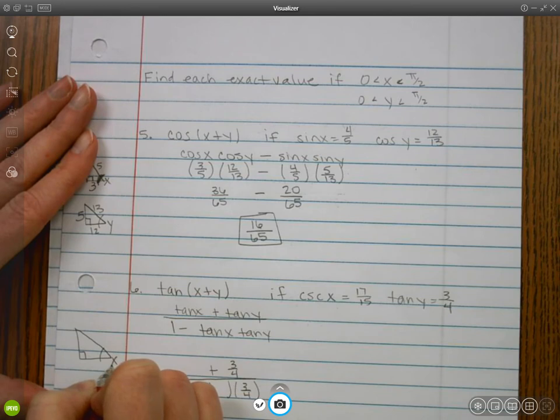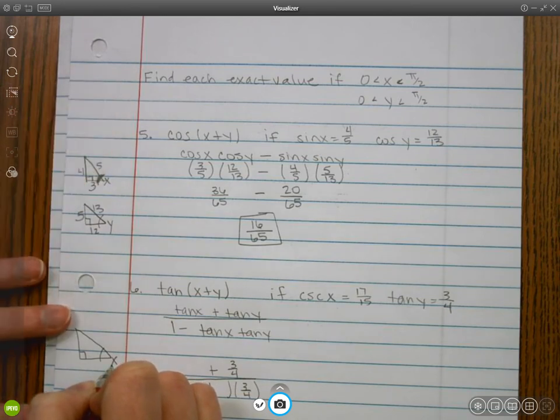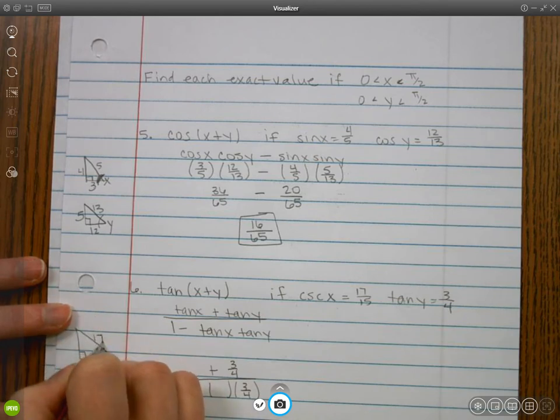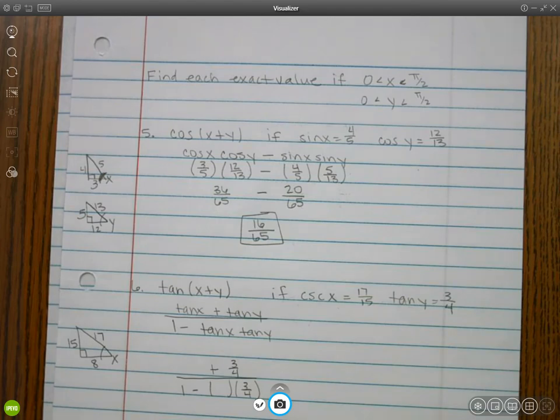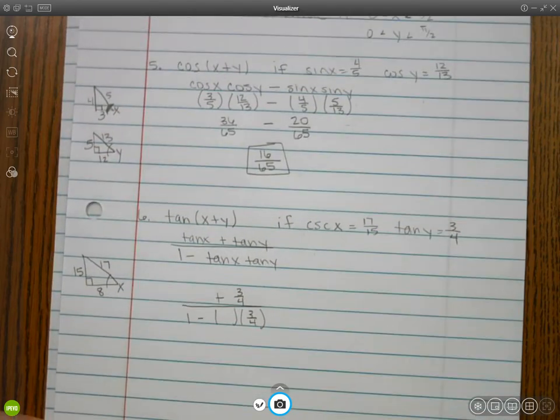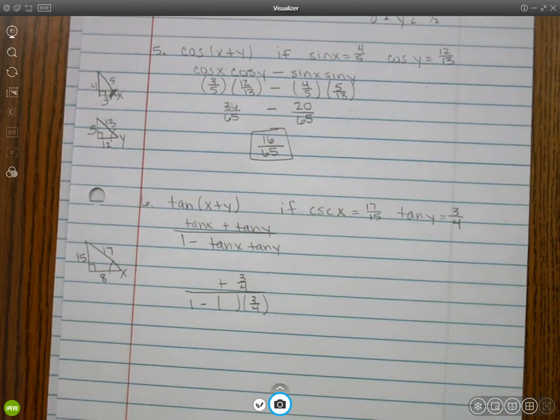They told us cosecant. Cosecant's the reciprocal of sine, which means we know the hypotenuse is 17 and the opposite is 15. 15, 17, go with 8. There's a Pythagorean triple, and I just looked that up on the wall in my classroom. Like, I don't have all my Pythagorean triples memorized either. Remember that the Pythagorean theorem will always get you that other side.